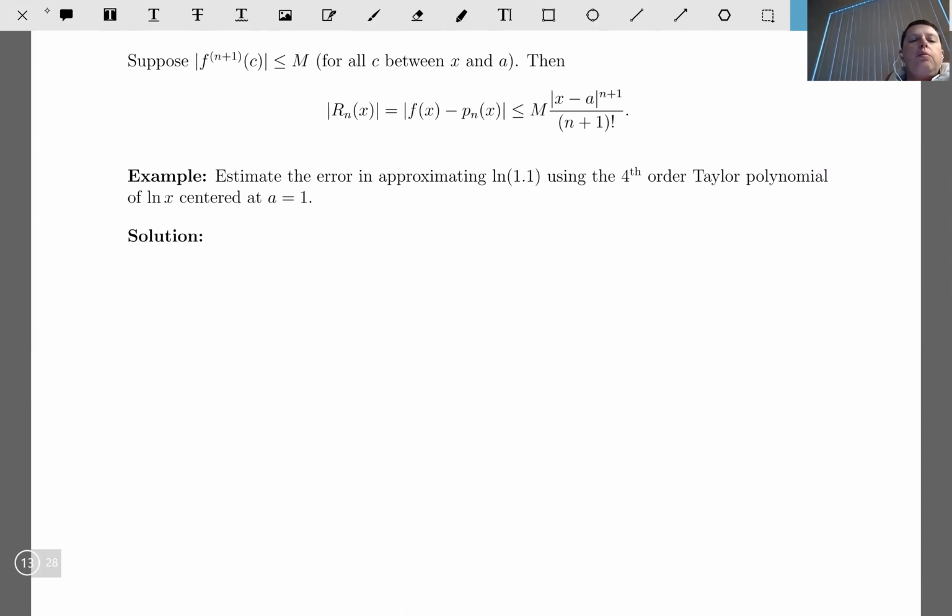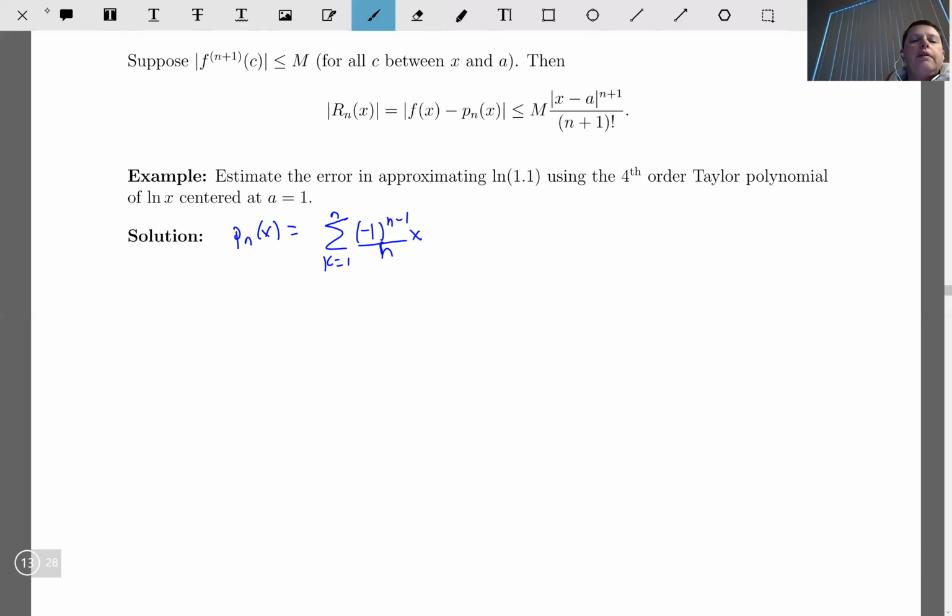So we already know what p sub n of x looks like, right? P sub n of x is the summation, k equals 1 to n, of (-1) to the k minus 1 over k, times (x minus 1) to the k, because we figured that one out. That was like two examples ago, from a previous example.